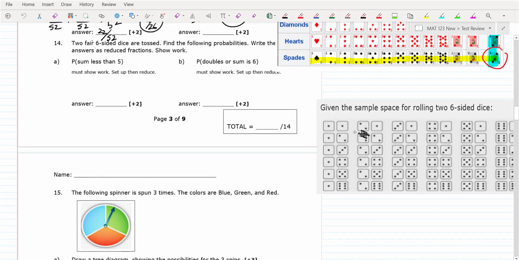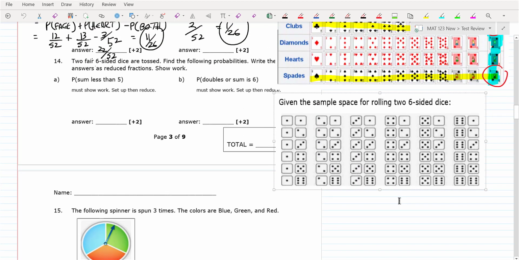Okay, so let's see what we got on these two then. Again, these are just basic kind of probabilities. If you roll two dice, there's 36 possibilities, like we talked about. So, a sum less than 5. Well, you can look at your diagram and just shade or whatever you want to do. Identify everything that has a sum less than 5.